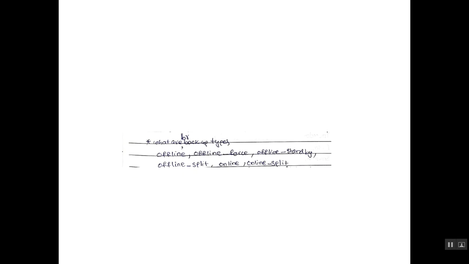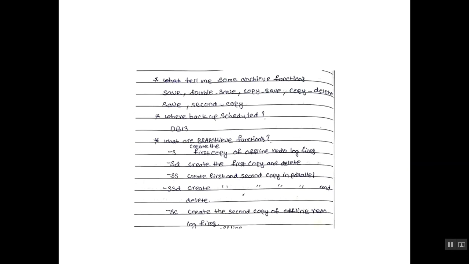What are the BR backup file types? Those are offline, offline force, offline standby, offline split, online, and online split. Tell me some archive functions. Save, double save, copy, save, copy, delete, save, second copy. Where is the backup scheduled? The backup is scheduled in the DB13 T code.